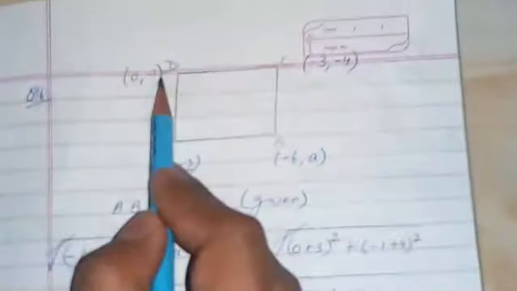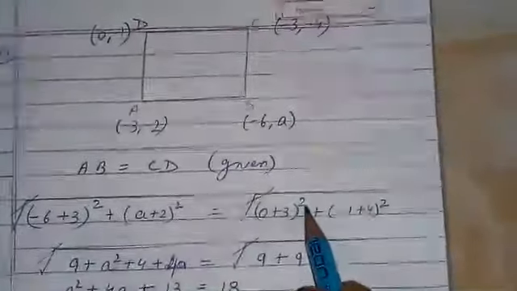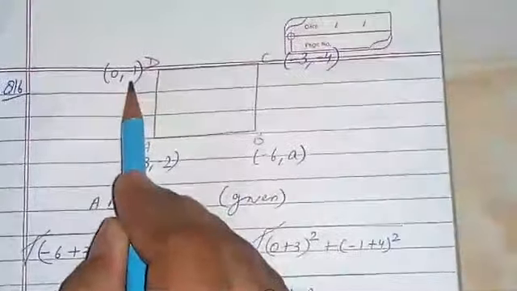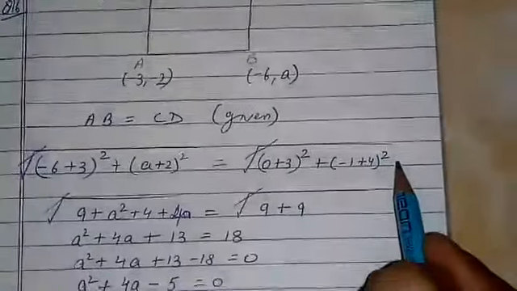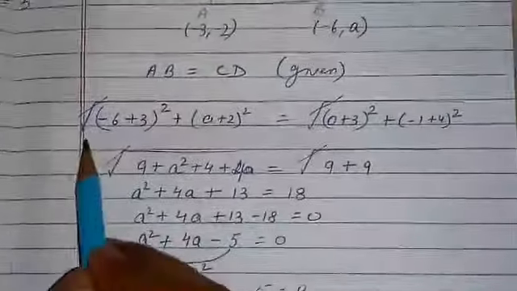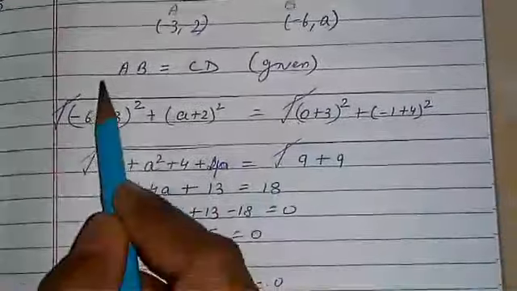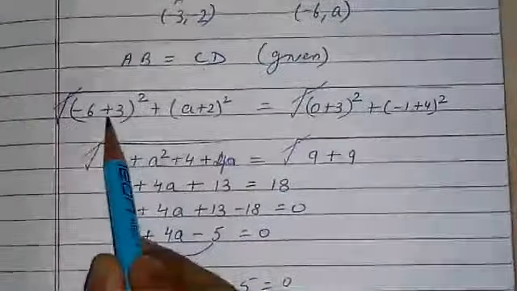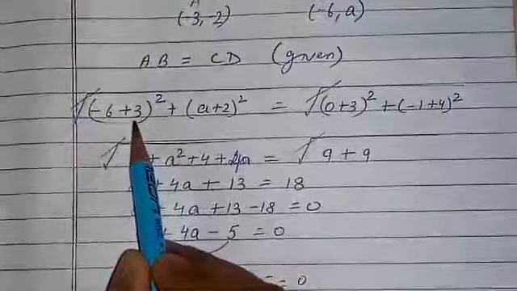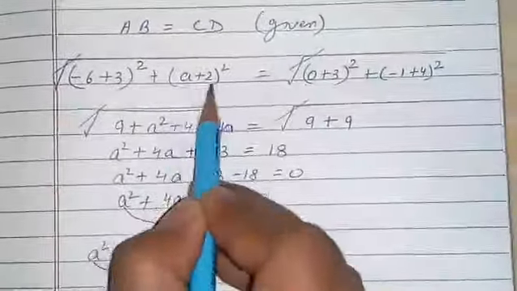Let us find out CD. In that case, x2 minus minus 3 will make it 0 plus 3 whole square. Then y2 minus 1 minus 4 will make it plus 4 whole square. Clear children? Now both the sides have square roots. They can be removed by squaring both the sides, or root and root can be cancelled. Now minus 6 plus 3 is plus 3, and plus 3 square is what? 9. How to expand a plus 2 whole square?